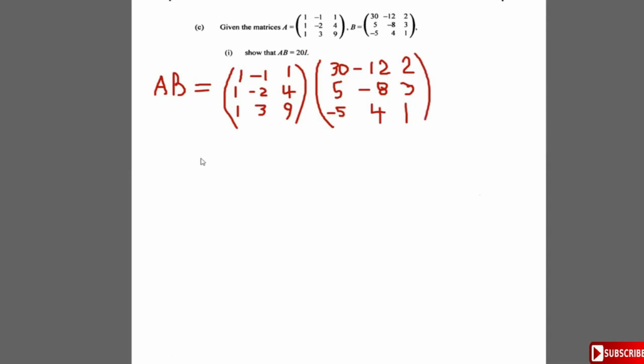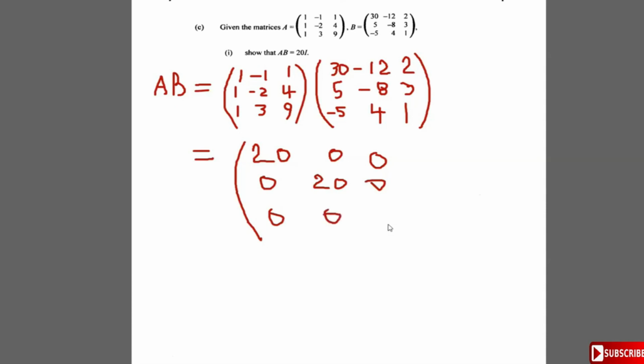So let's multiply them now. Multiplying them across, we're going to get row by column. It's going to be 1 times 30, minus 1 times 5, minus 5 times 1. That's 20. But this is easy, man. All we're going to get is 20. We multiply them across to get 20, 0, 0, 0, 20, 0, 0, 0, 20. That's all I get.